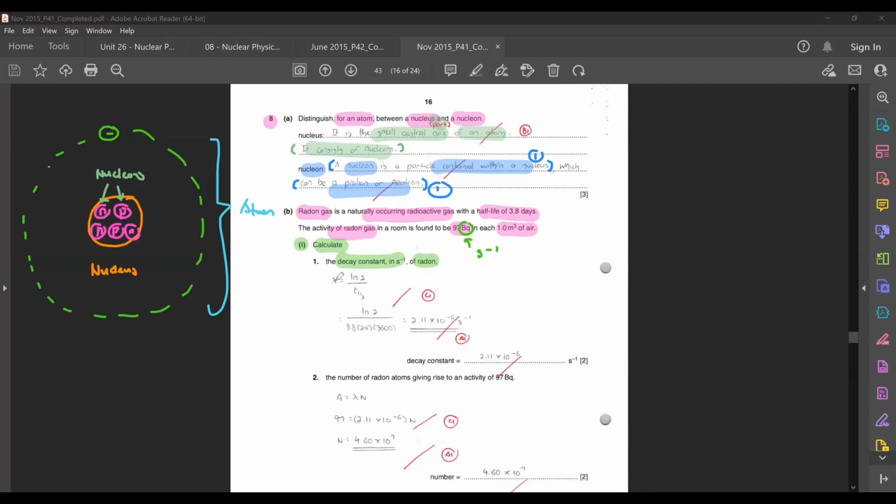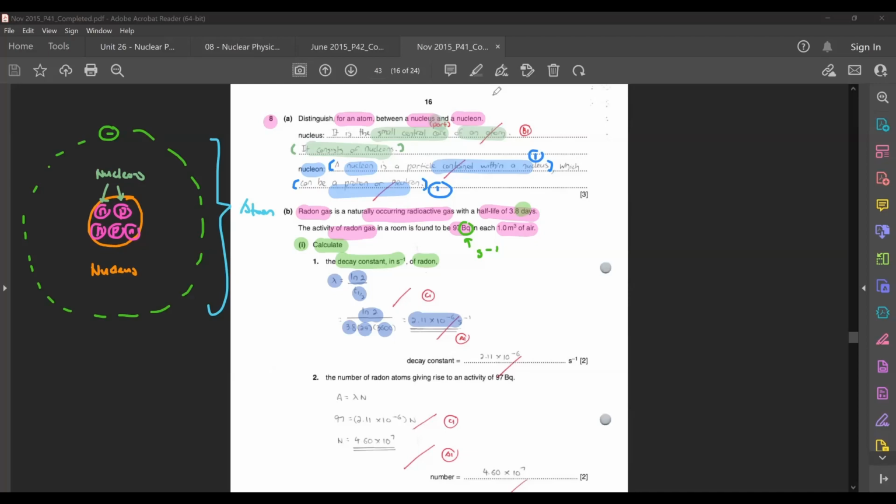So here, decay constant given, half-life given, automatically you would use lambda is ln 2 over half-life. So ln 2 divided by 3.8 days, changed to seconds, and you will get 2.11 times 10 power minus 6 per second. Okay, so that would be for number 1.